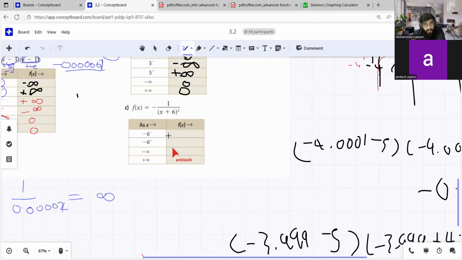And for this one, x plus 6. Do we have to expand first? No, there is no need to expand it. Okay, as x approaches -6 from the negative side, it will be negative infinity. Wait, yeah, negative infinity. Even this one will be negative infinity. This one will be 0 and 0.